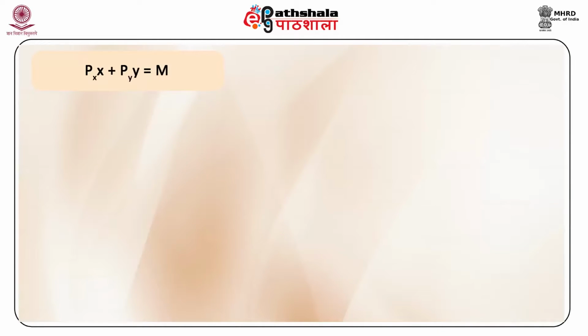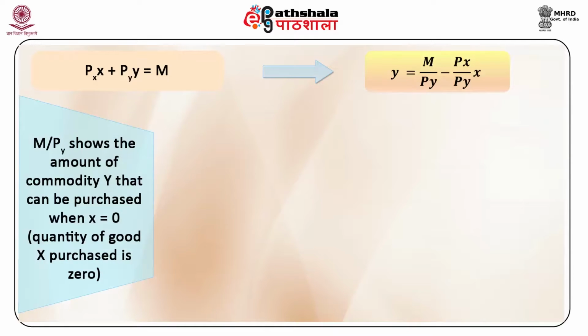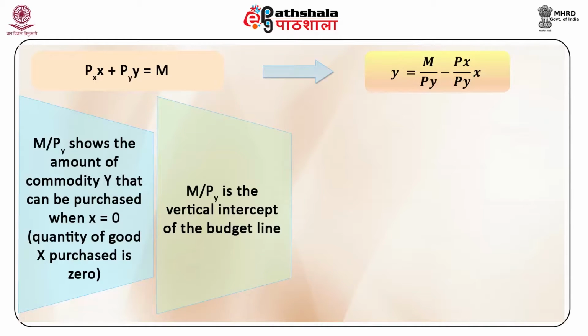Solving first for y, we get the following alternative form of the budget equation expressed as the equation of a straight line. Y is equal to m upon Py minus Px upon Py into x, equation 3. The first term of equation 3, that is m upon Py, shows the amount of commodity Y that can be purchased when x is equal to 0, that is, quantity of good X purchased is 0. In other words, m upon Py is the vertical intercept of the budget line.